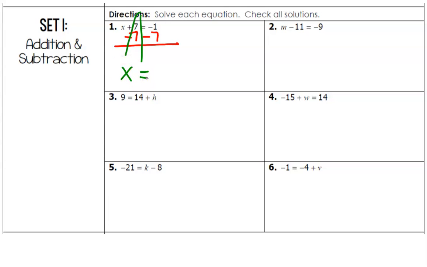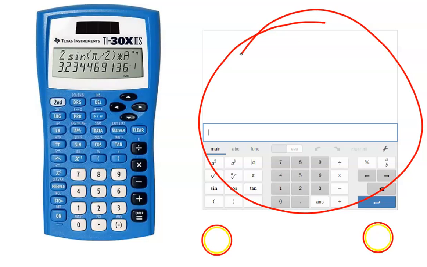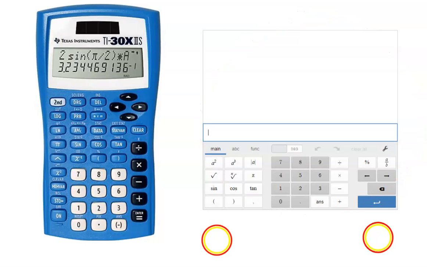Now, you may need a calculator to help you out with some of these integers today. So some of you have a calculator that looks like the one on the left, and some of you are using an internet calculator, like the one on the right here. This is the Desmos Scientific Calculator. So if you're using a TI-30X IIS, you might need the negative key. On this calculator, the subtraction key and the negative key are different. But on the Desmos calculator, it's the same. The negative key and the subtraction key are the same on the Desmos calculator.